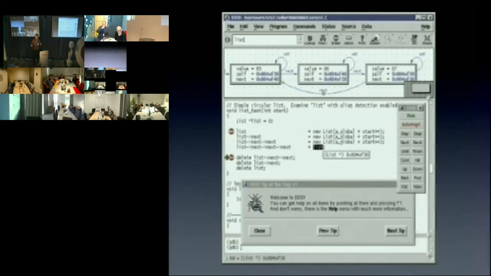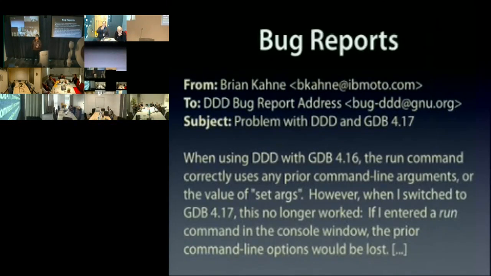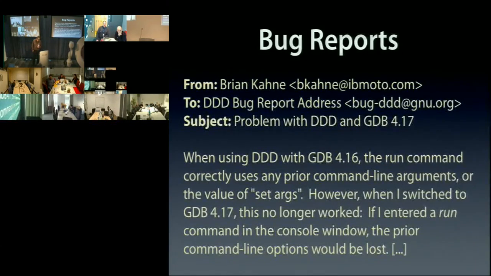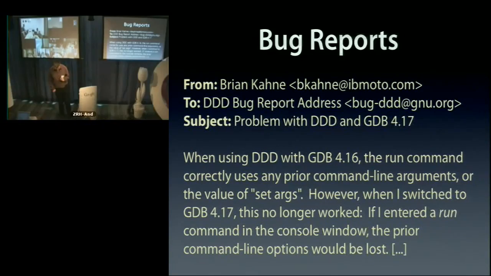And of course, we would also get bug reports like this one, for instance. This came from a guy at Motorola, and he described that his earlier version of DDD had worked, but now DDD was a front end to command line debuggers called GDB. And he had upgraded the GDB component, and all of a sudden, DDD didn't work anymore properly. This was a classical situation. You have, say, your old version of the operating system, and now you install the new one, and all of a sudden, things break.